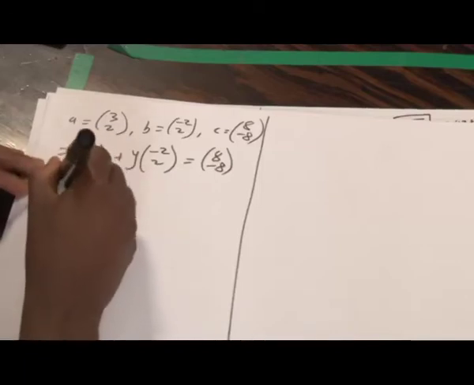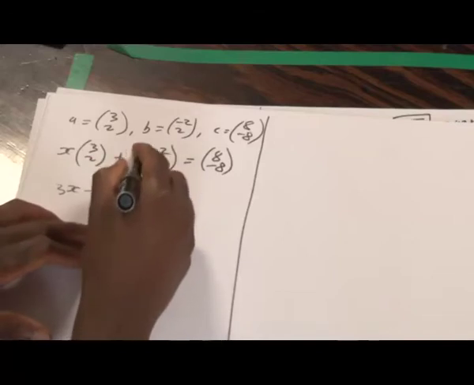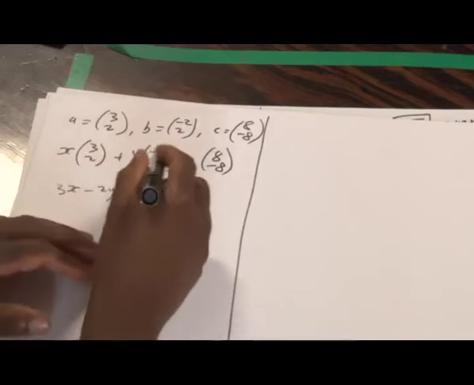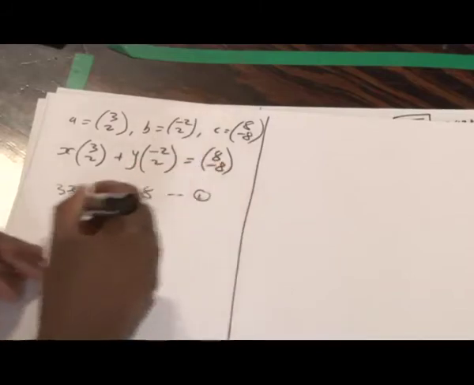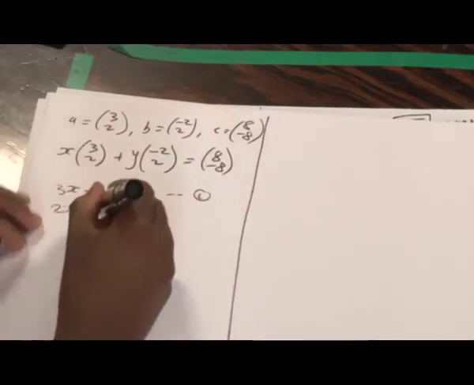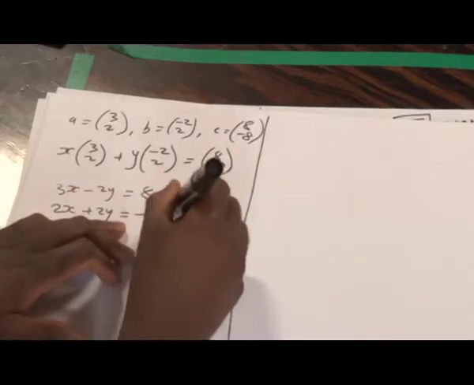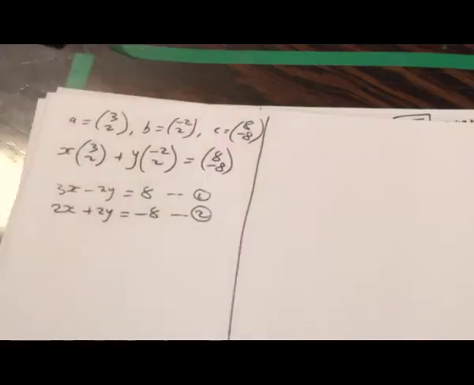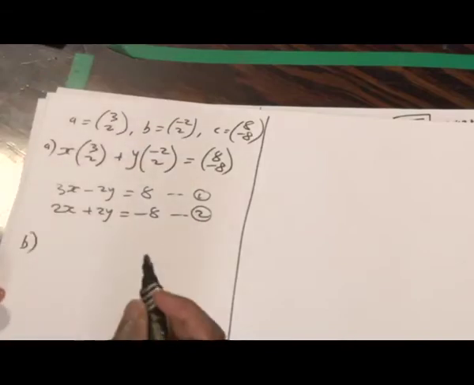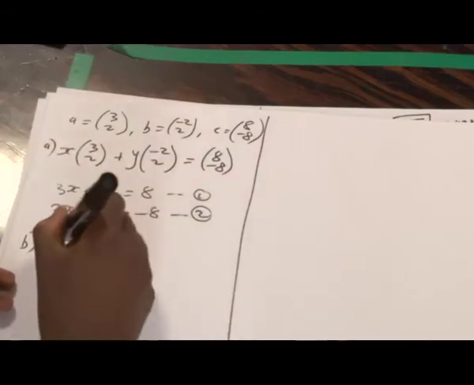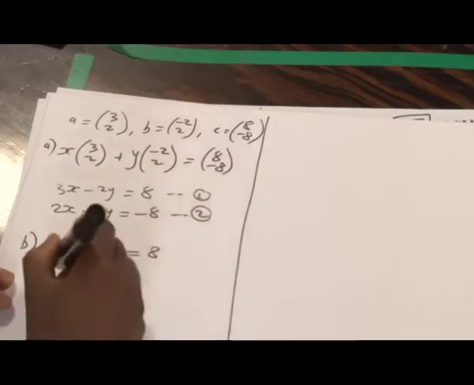Your first equation will be 3x minus 2y, because you multiply the number given, the x or the y, with the figures that were given in the vector, is equal to 8. That's equation 1. Then equation 2 will be 2x plus 2y is equal to negative 8. That's your second equation. Then for B, you are asked to solve the equations to find the values of x and y. To solve, you can choose whether by substitution or by elimination.